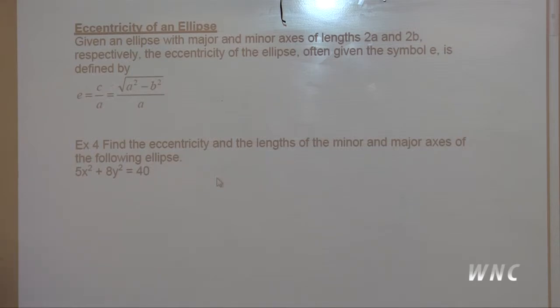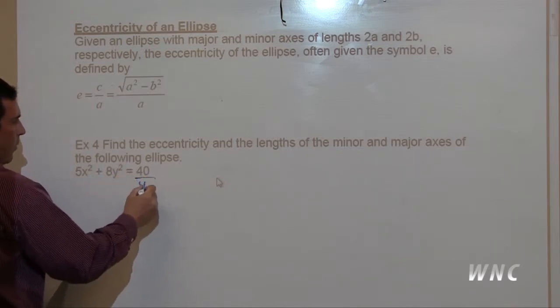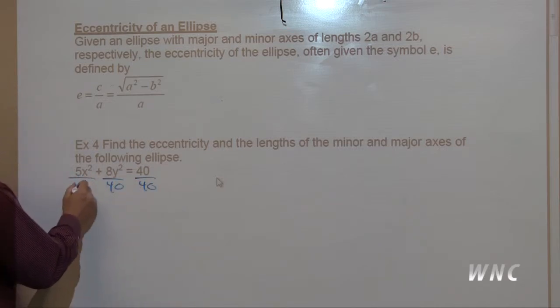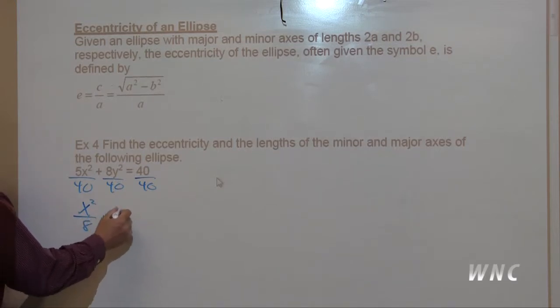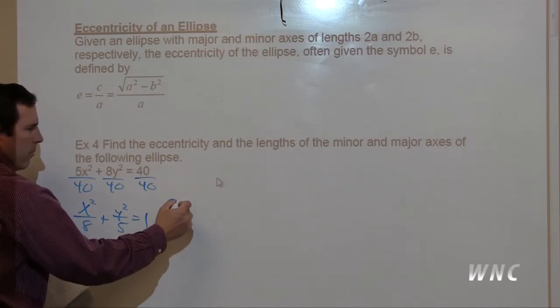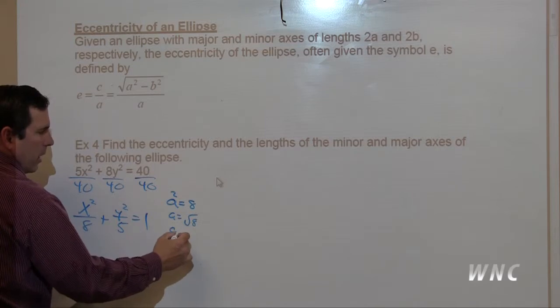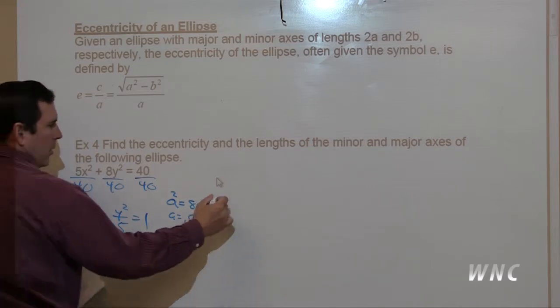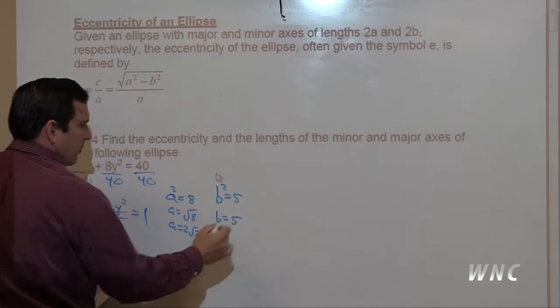So find the eccentricity and the lengths of the major and minor axes of the following ellipse. So it's 5x squared plus 8y squared equals 40. If I divide both sides by 40, x squared over 8 plus y squared over 5 equals 1. So a squared must be 8. So a would be the square root of 8, where a is 2 root 2. b squared is 5, so b must be root 5.